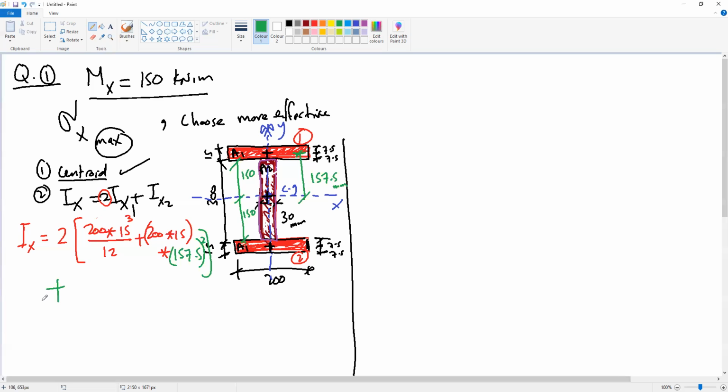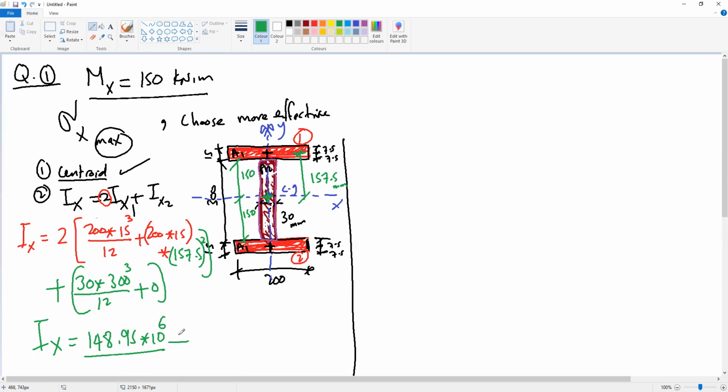Plus Ix2. Ix2, because the centroid of the area coincides with the centroid of the whole section, we have only one term, which is BH cubed divided by 12. So we have 30 times 300 cubed divided by 12. And the other term is 0 because there is no distance between the centroid and the x-axis. So finally, we can get that Ix will be 148.95 times 10 to the power 6.